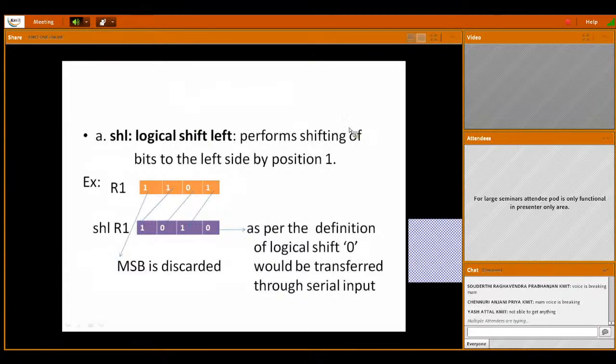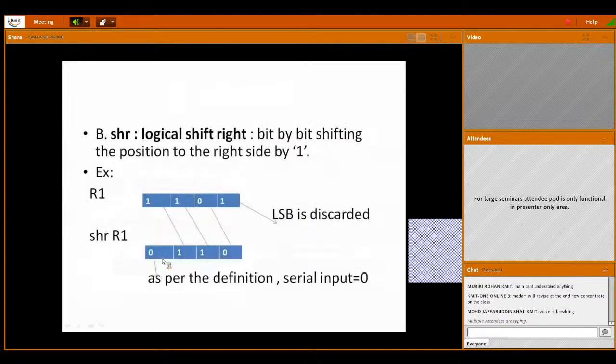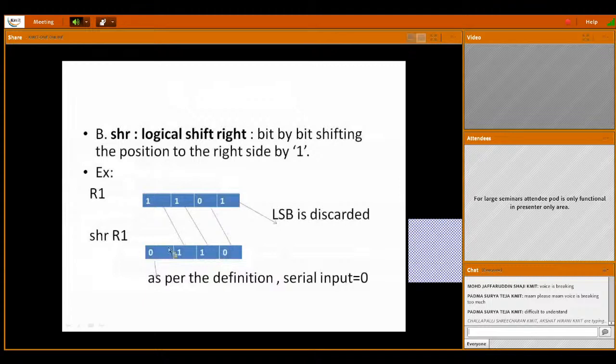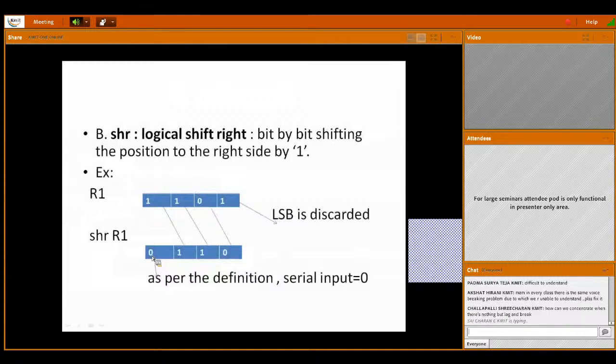The difference between logical shift left and right: in case of logical shift, what happens? In left, the MSB is discarded, and in right, the LSB is discarded. In left, a serial input of 0 is included at the LSB. In right, a serial input of 0 is included at the MSB position. This is about the logical shift micro operation.